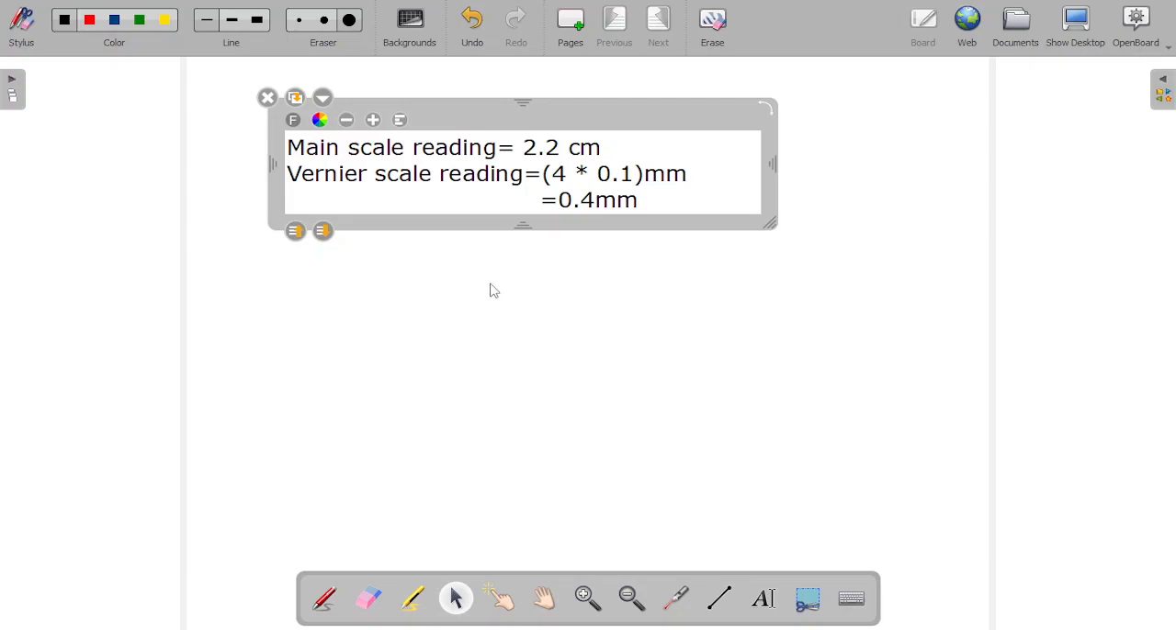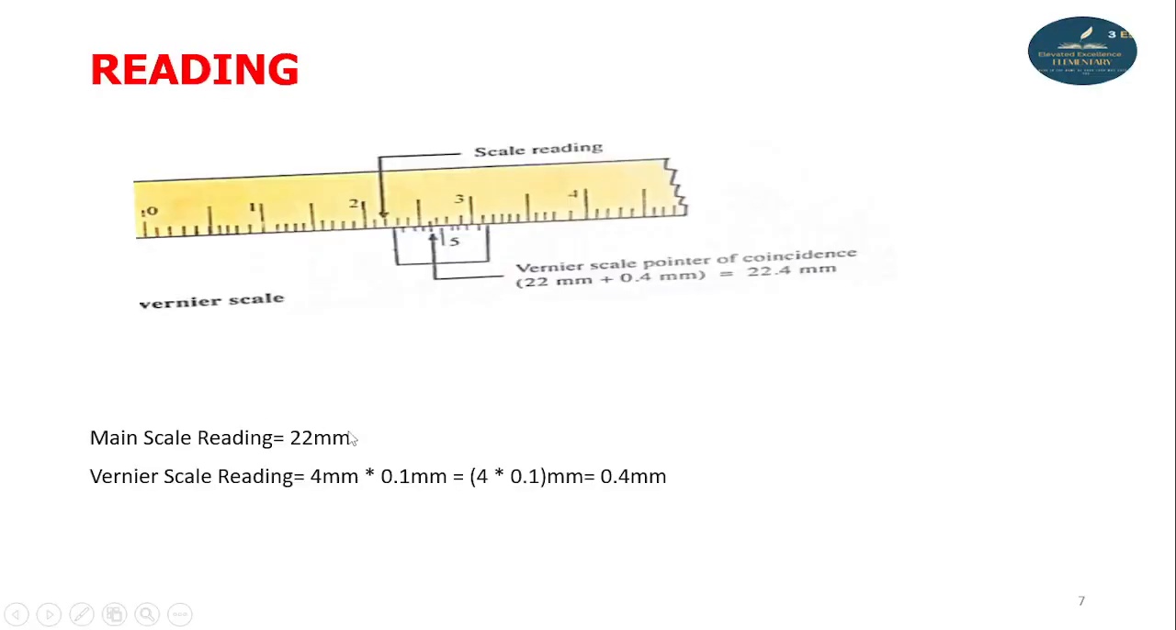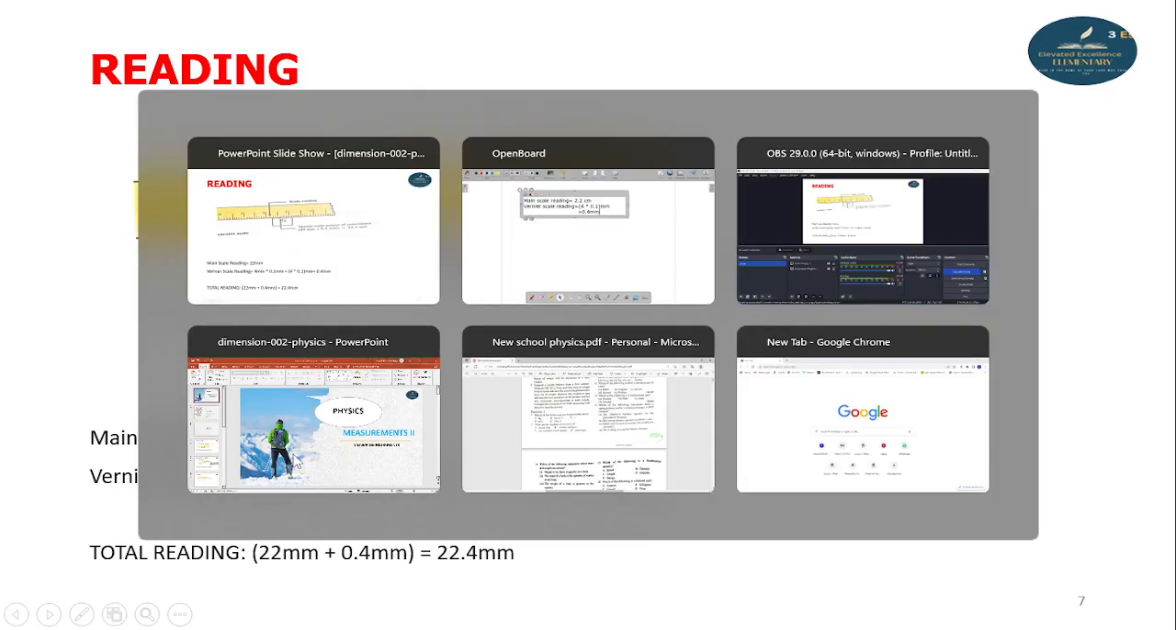So we've taken the main scale reading and vernier scale reading, and do not forget we stated that the total reading is the sum of the main scale reading and the vernier scale reading. So what do we do? The total reading is definitely going to be what?